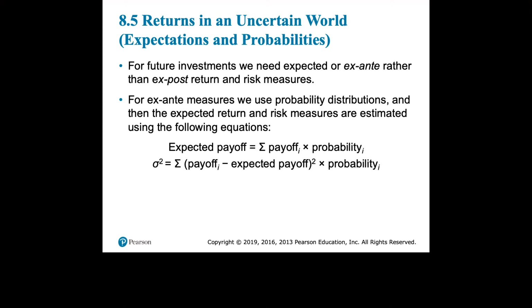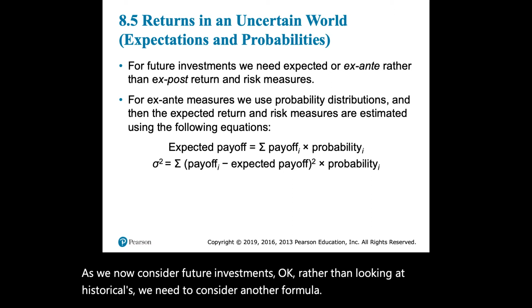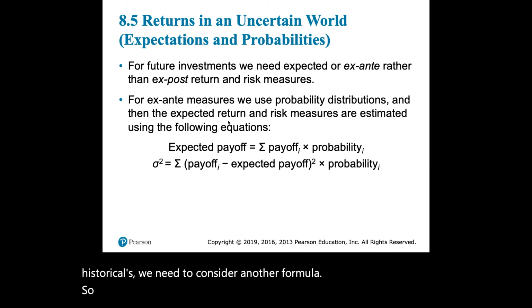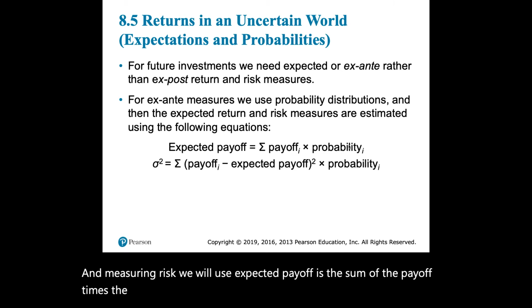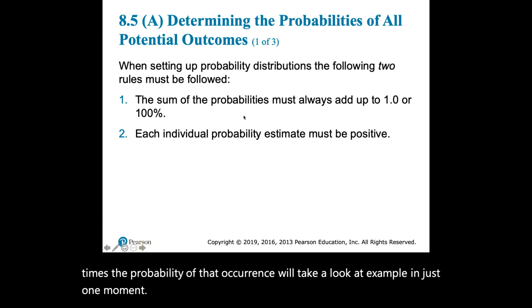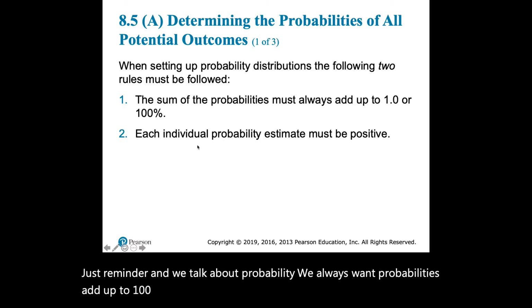As we now consider future investments, rather than looking at historicals, we need to consider another formula. When we're dealing with expected returns and measuring risk, the expected payoff is the sum of the payoffs times the probability of that occurrence. We'll take a look at an example in just one moment. Just a reminder, when we talk about probability, we always want the probabilities to add up to 1 or 100%, and the probabilities must be positive.